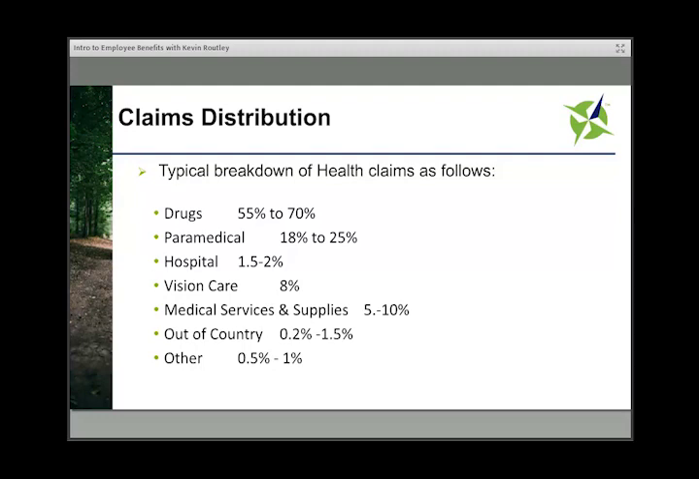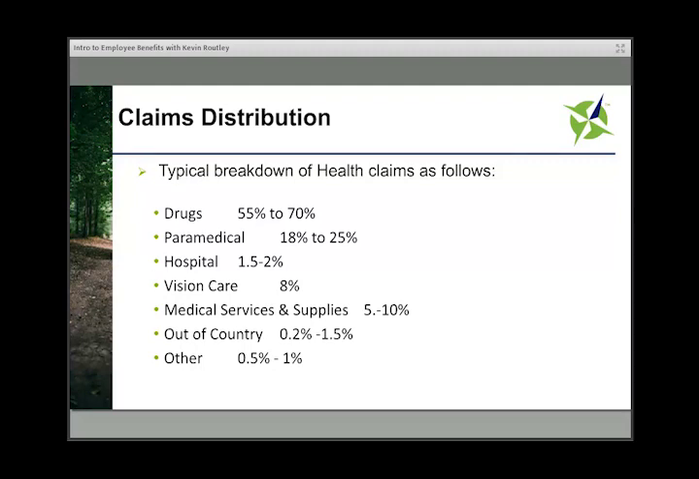For the most part, I'd suggest that a tech firm would have lower drug reimbursement but higher paramedical. Why would that be? Typically because the employees are younger. As the employees age, the drug costs go up and the paramedical use goes down. Hospital, it's not a big use benefit, although when a claim does come in, it can be pretty damaging to the loss ratio of the benefit program.